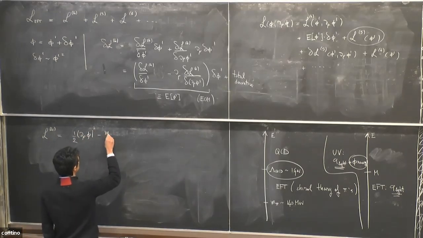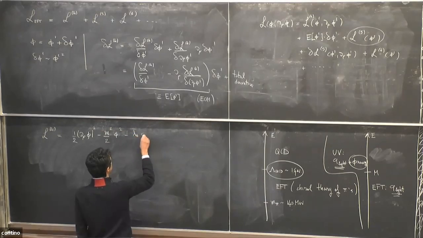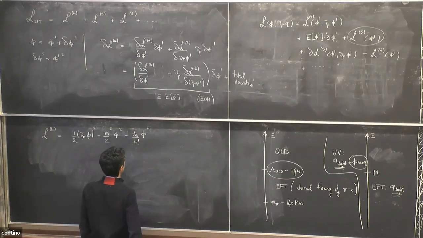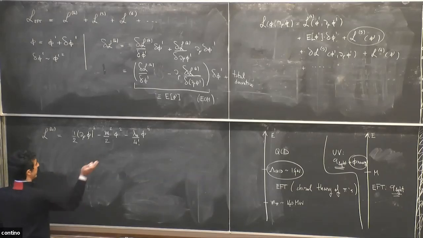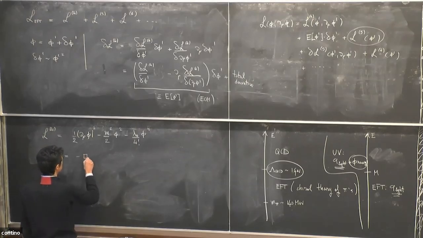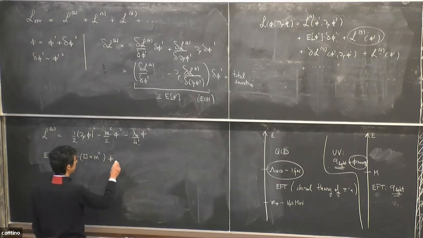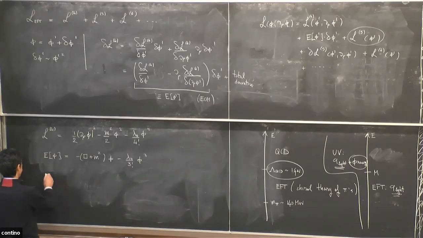For example, let's consider a situation in which L4 is a simple scalar field theory, with a real scalar with mass m squared, and then there is some potential, lambda 4, say phi to the fourth divided by 4. There is a Z2 symmetry under which phi has some parity. Then the equations of motion, E of phi, will simply be minus box plus m squared over phi, minus lambda 4 divided by 3 factorial phi cubed. So that's the form.